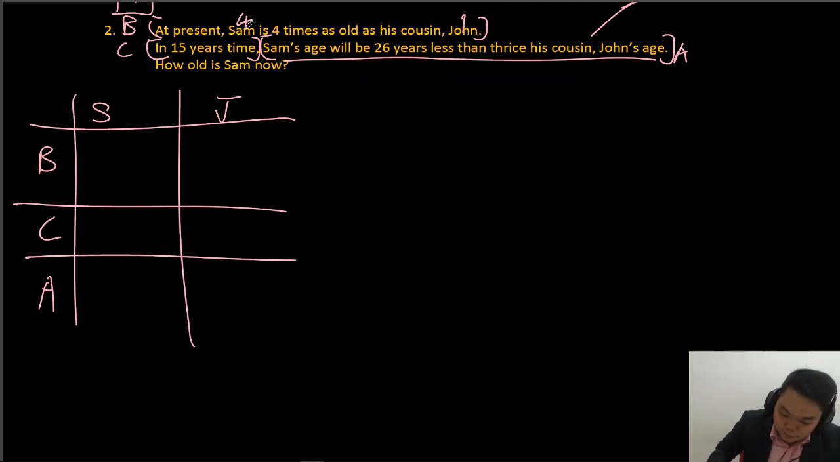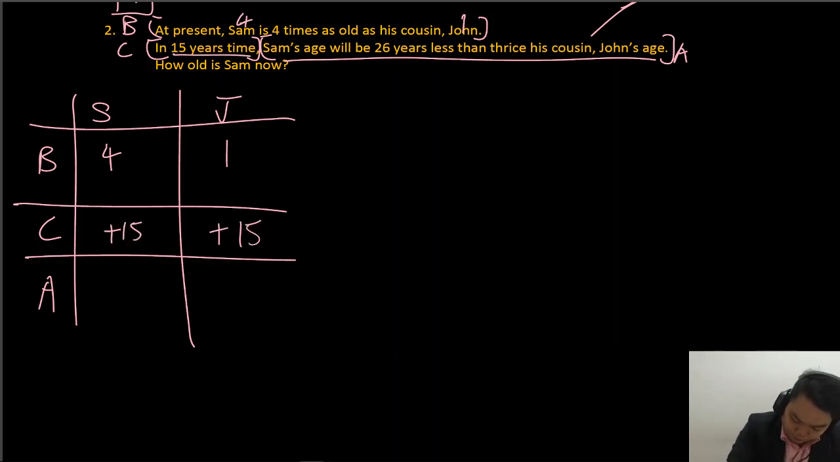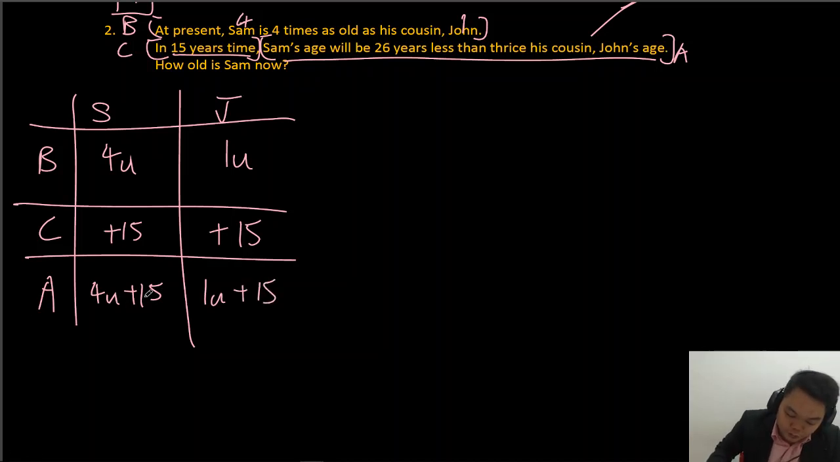Let's tabulate the information. Sam is 4 times as old as the cousin, John. So in 15 years' time, both of their ages are going to age by 15 years. You can see that over here you have a mix of blocks and numbers. To avoid confusion, let's just label them as units first. So this now becomes 4 units plus 15. This now becomes 1 unit plus 15.